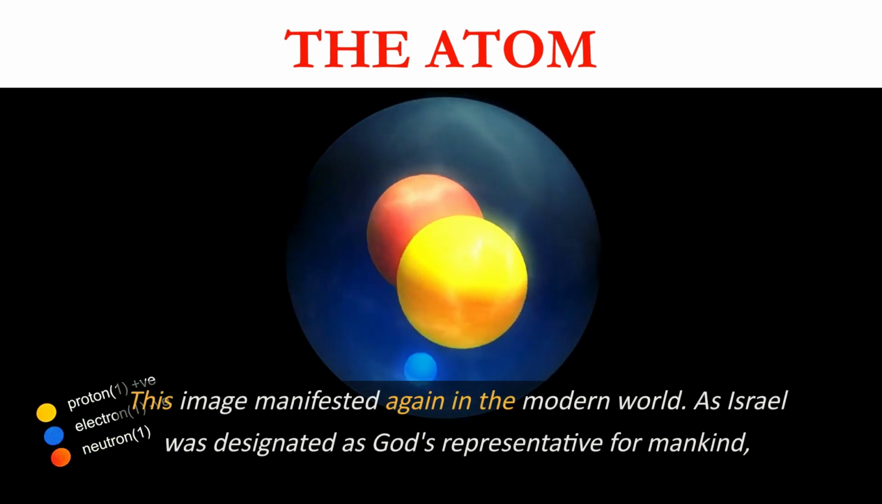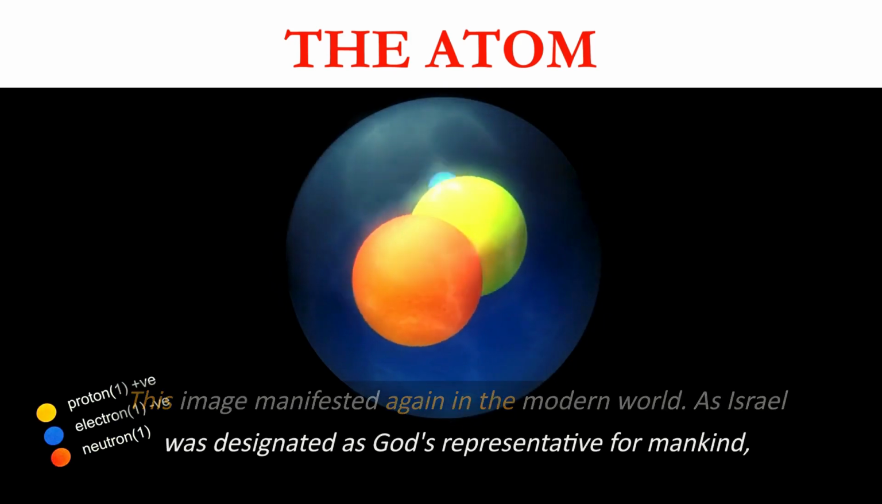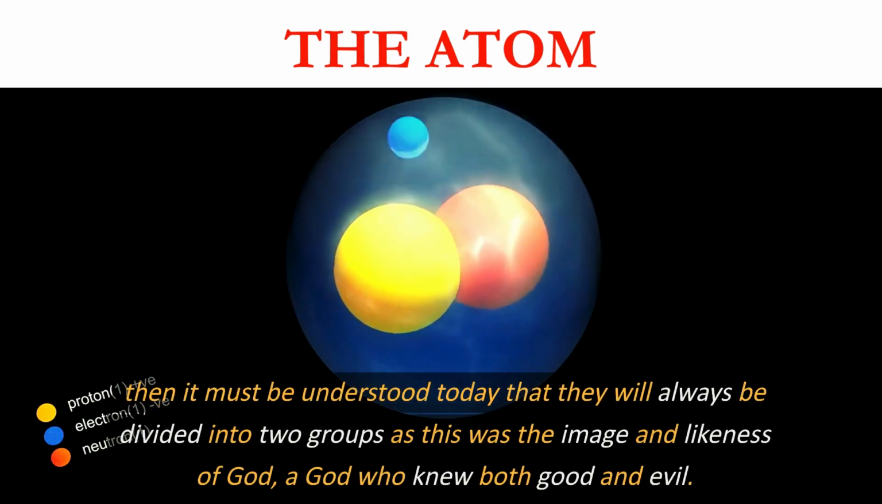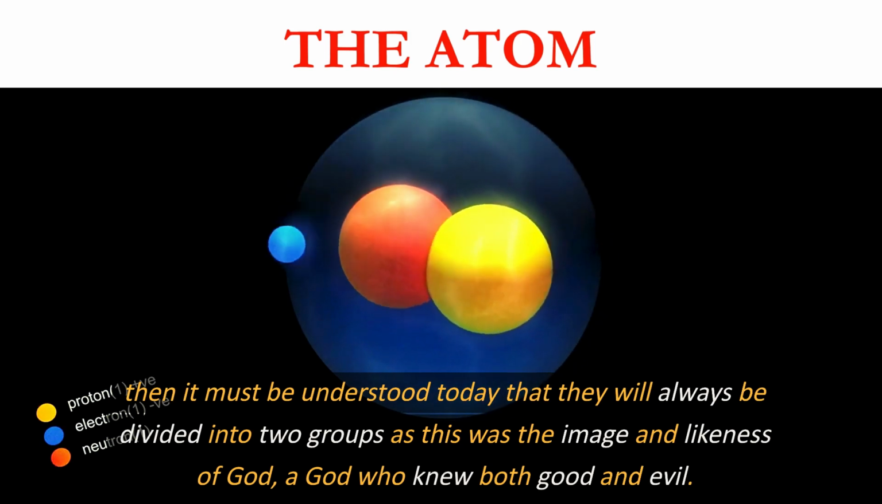This image manifested again in the modern world, as Israel was designated as God's representative for mankind. Then it must be understood today that they will always be divided into 2 groups, as this was the image and likeness of God, a God who knew both good and evil.